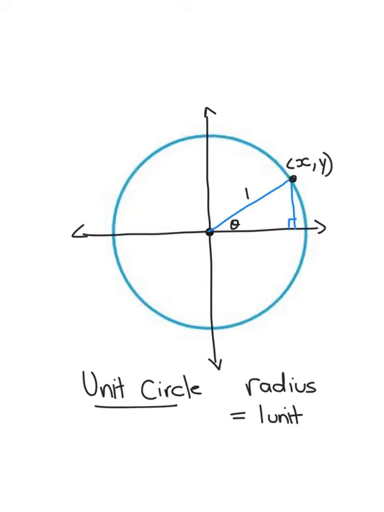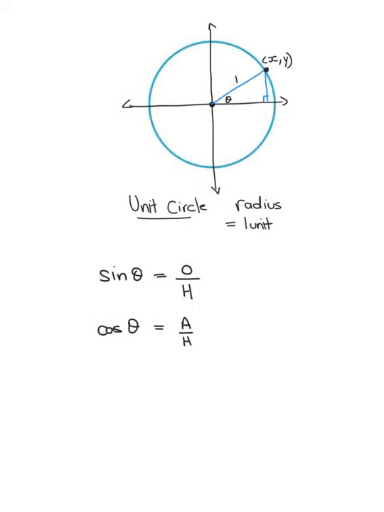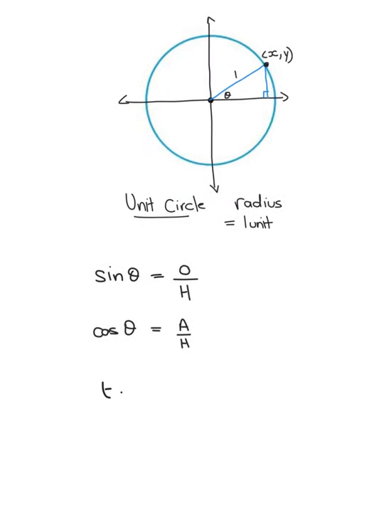But then I'm going to remember that I know my trig ratios. I know that sine of theta equals the opposite over the hypotenuse, and cos of theta equals the adjacent over the hypotenuse. I also know that tan of theta equals the opposite over the adjacent.